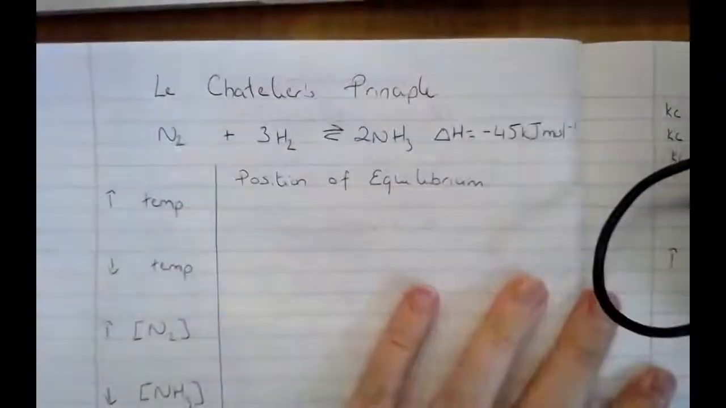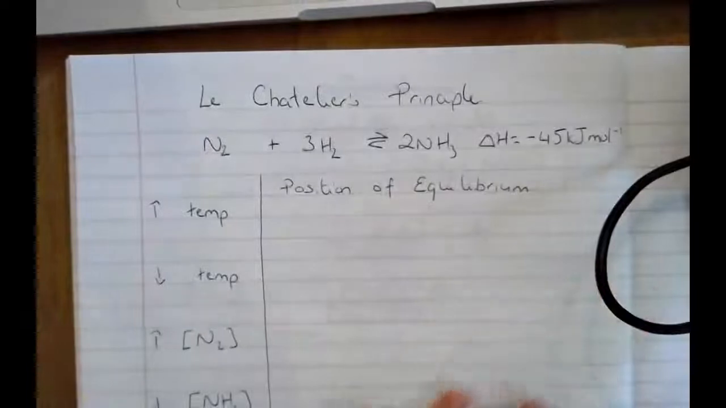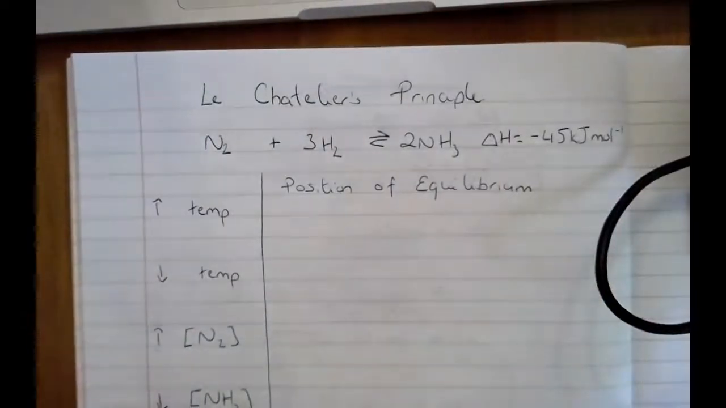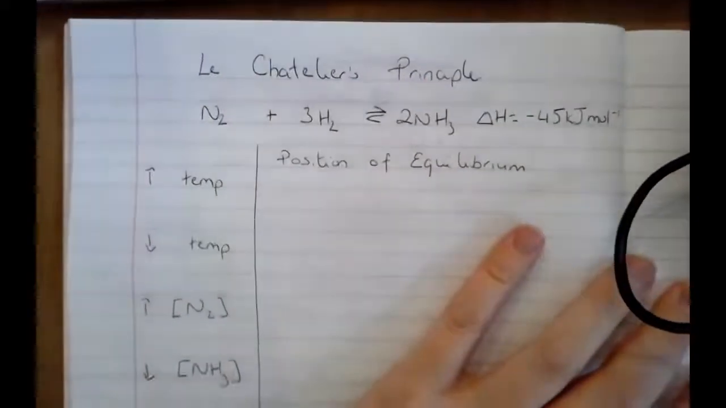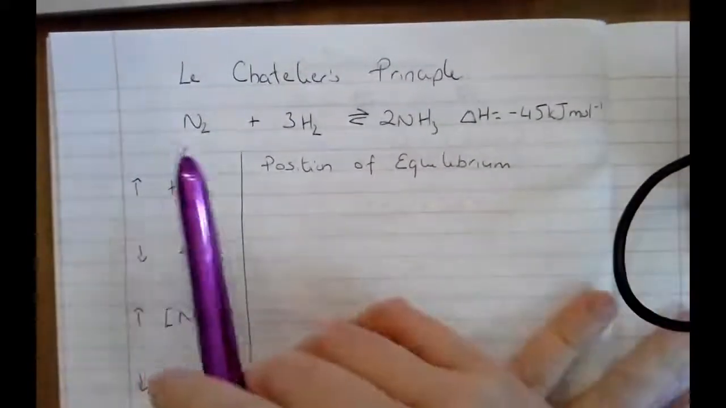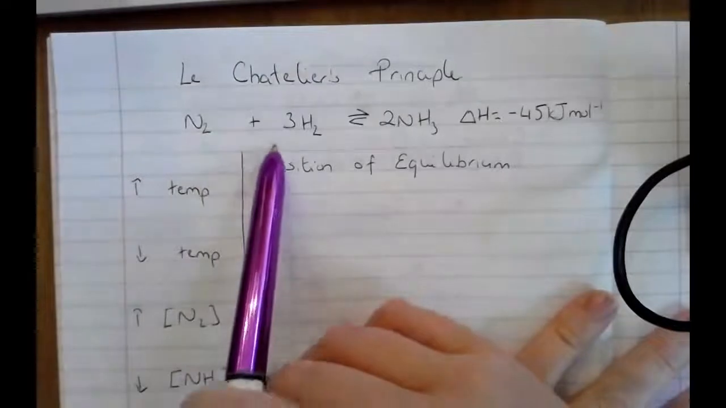Right, so in this video I'm going to run through Le Chatelier's principle and how changing temperature and concentration and pressure can affect the position of equilibrium. And once I've done that, I'm going to have a look at how those things can, or if they affect the equilibrium constant. So again, I've got your standard reversible reaction, the Haber process.